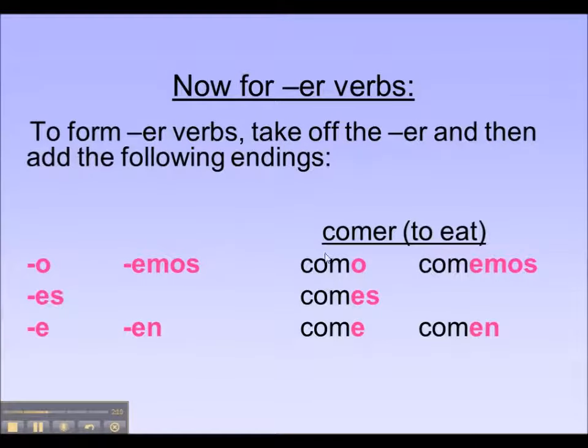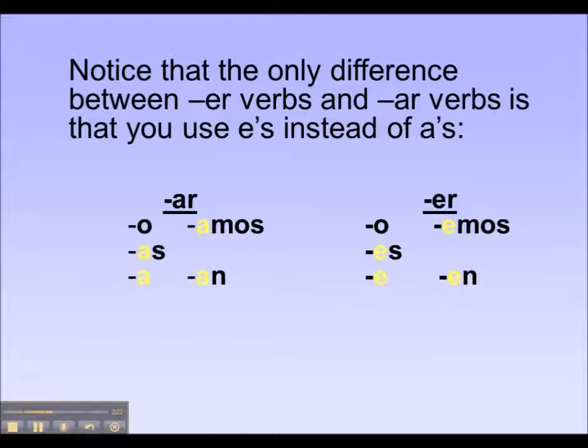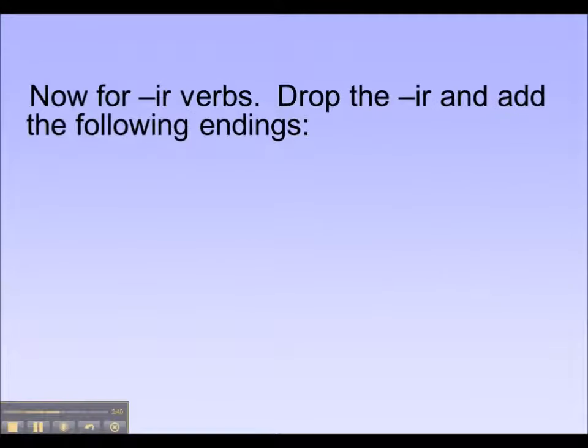For example, yo como is I eat, tú comes is you eat, él come is he eats, nosotros comemos is we eat, and ellos comen is they eat. Do notice, the only difference between ER verbs and AR verbs is you use A's for AR verbs, where you use E's for ER verbs. Everything else is the same. So if you've got your AR verb endings down, you already know your ER verb endings. It's very simple.